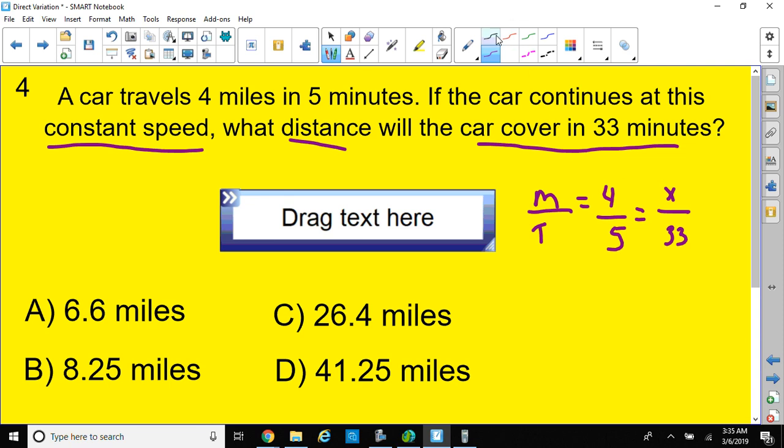If you recall, we cross multiply our cross products. That'll give us 5 times x is going to be equal to 4 times 33. And this is where a calculator definitely comes in handy. So 4 times 33, and we're going to divide that by 5. So let's first get our calculator.